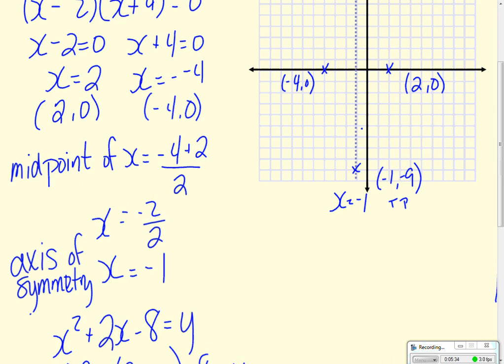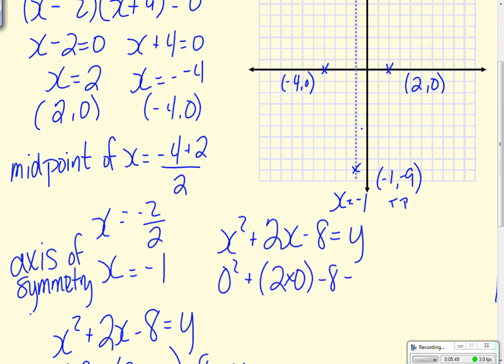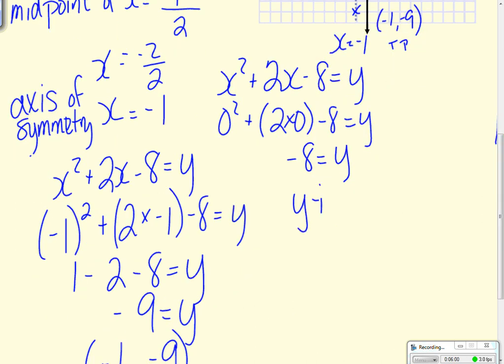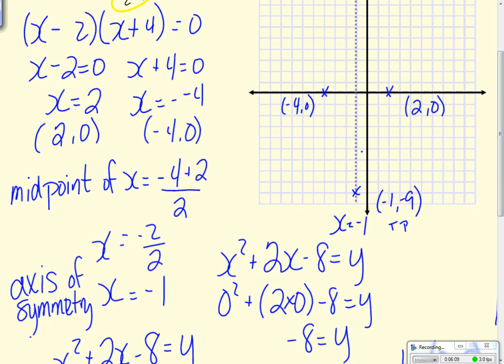That's where the graph crosses the y-axis. What we do there is we take our equation and we set x equal to 0. So we have 0 squared plus 2 times 0 minus 8 equals y. 0 squared is 0, 2 times 0 is 0, so minus 8 equals y. So our y-intercept is going to be 0, negative 8. And I can put that on my graph right here, 0, negative 8.